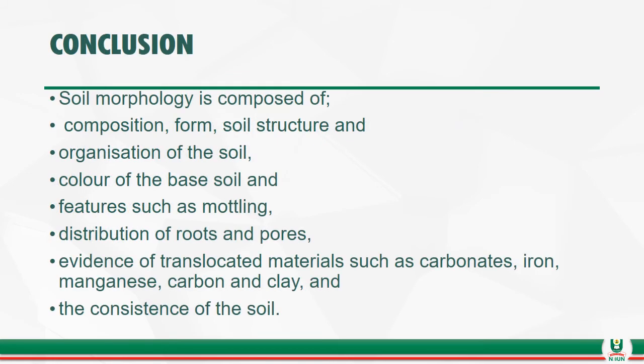In conclusion, soil morphology is composed of composition, forms, and soil structure, as well as organization of the soil, color of the base soil, and features such as mottling, distribution of roots and pores, evidence of translocated materials such as carbonate, iron, manganese, carbon, and clay, as well as the soil consistency.